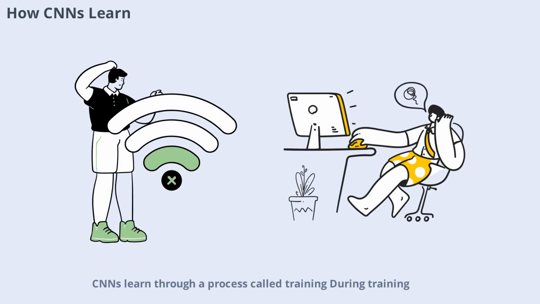CNNs learn through a process called training. During training, the network is shown thousands or even millions of labeled images. It adjusts its internal parameters to minimize errors in its predictions. This learning process is guided by an algorithm called backpropagation, which helps the network gradually improve its accuracy over time.